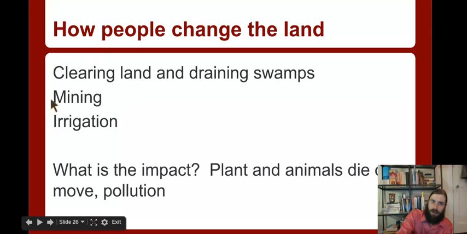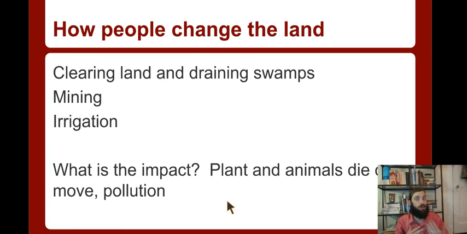So fourth graders know this stuff. You need to know this stuff. What is the impact? Plants and animals can die, and pollution is caused from people clearing land, mining, and irrigation, okay? All right, that sums up most of our geography review, all right?